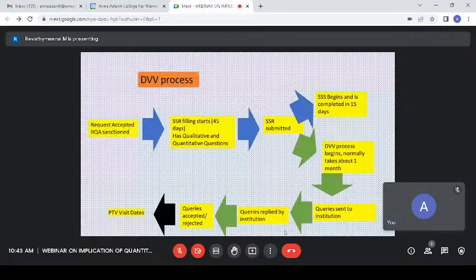If they are accepted or rejected, the peer team visit will come. There is one thing that I want to say, and that is the 30% qualifier. The institution has to qualify for 30% at least so that the peer team visit can take place. If the institution is not able to get 30% of marks in DVV, the entire process will have to begin again. You will have to write down the new process and send it out again. Let's go to the next slide, please.